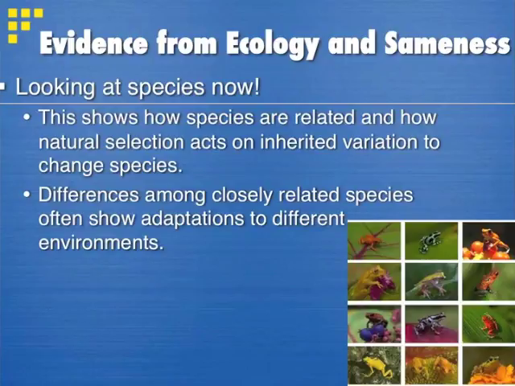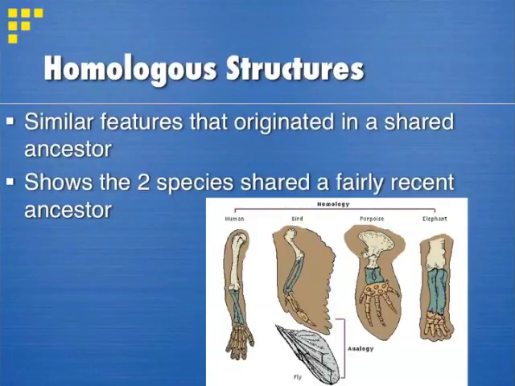Now, homologous structures are actually very similar to the last one. They're similar features that originated in a shared ancestor. So it has to be an anatomical feature that develops. So it shows two species actually come from a very recent ancestor if you have homologous structures. For instance, the bones in our forearm are very similar to a bird or porpoise or elephant's bone structure in their forearm or wing or flipper, and that shows that we probably came from a similar ancestor that had that same structure, and then each species evolved slightly differently from there.